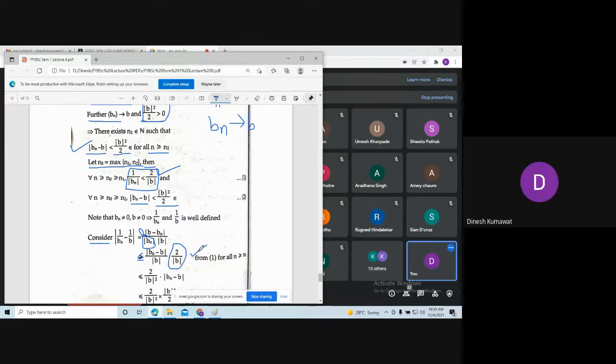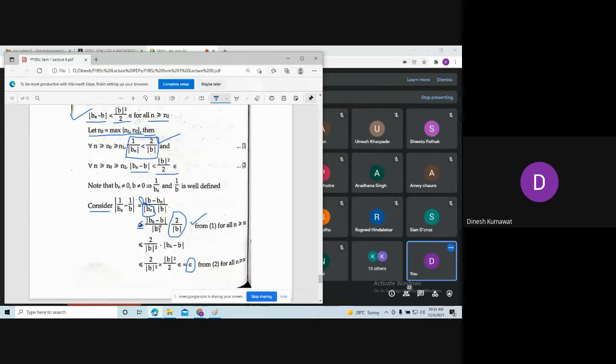Okay. So now you just combine this denominator. So here we are having 2 upon mod B square into mod Bn minus B. Does anyone have any doubt till here? No, sir. Okay, now what do we have to show? We have to show that whatever this number is, it should be less than epsilon.